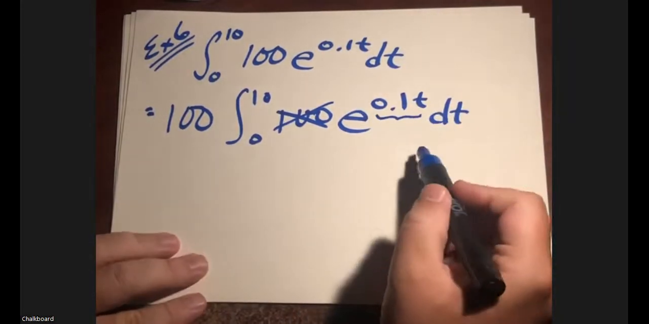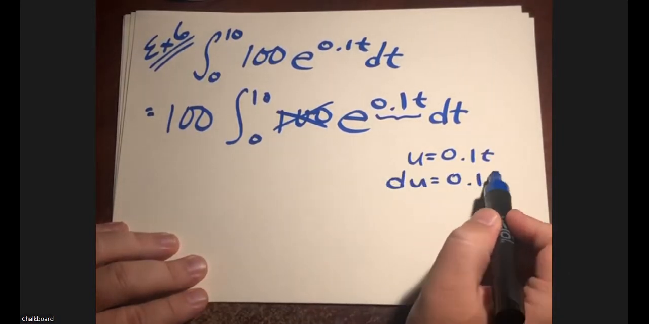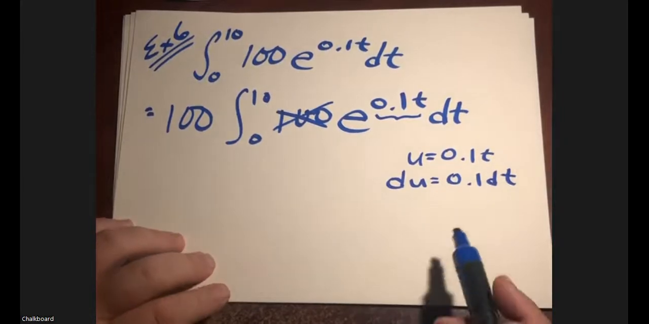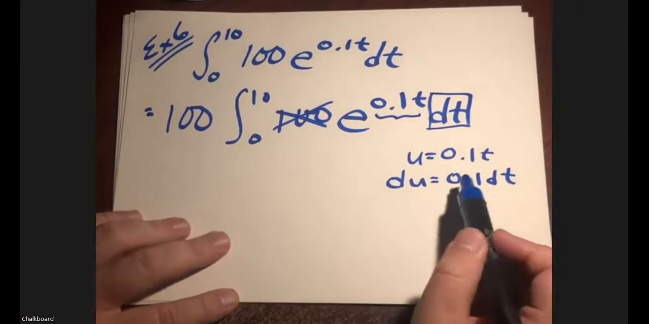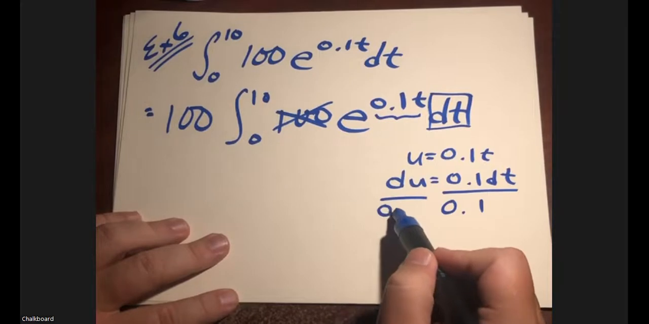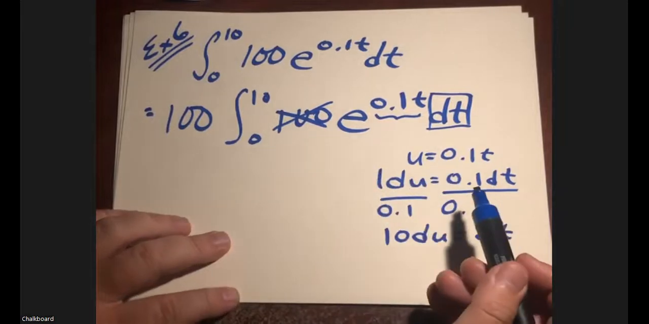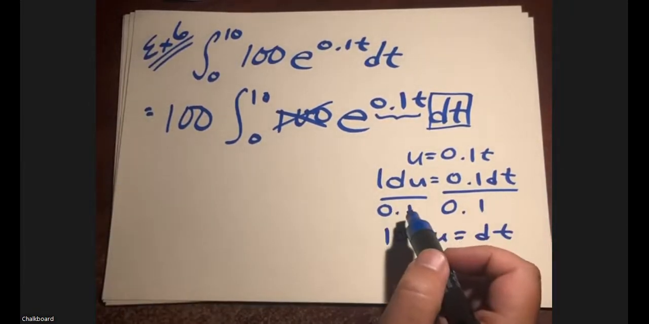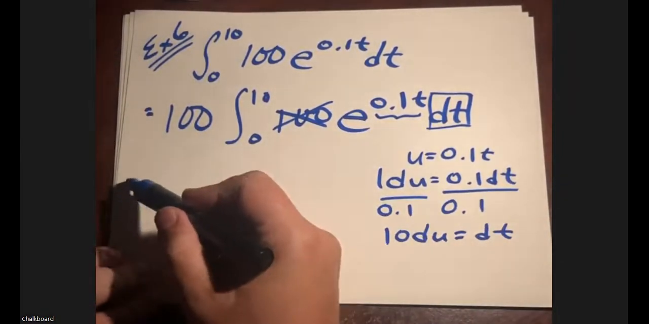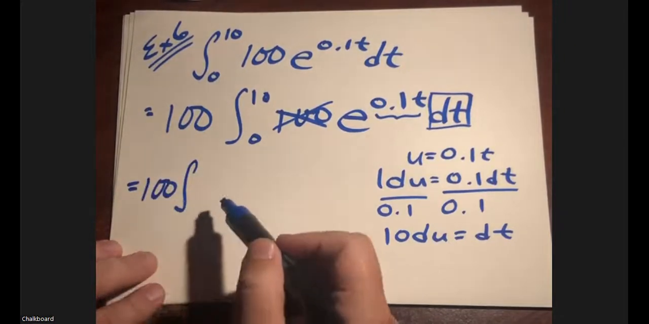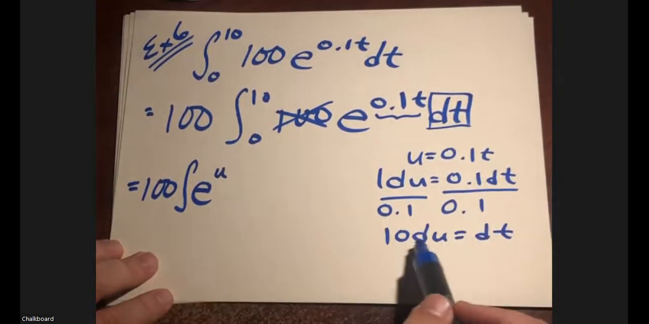And now I'm going to let u equal this quantity. That implies that du equals 0.1 dt. Now, I don't have 0.1 dt, but I do have dt. So what I'd like to do is solve this for dt. So if I divide by 0.1, that's the same as writing 10 du. If you get your calculator out and do 1 divided by 0.1, it will give you 10. 0.1 is 1/10. The reciprocal of it is 10. Anyway, you want to look good at dt equals 10 du. That's why my new statement reads 100 integral of e to the, now 0.1 t is u, and dt is 10 du.